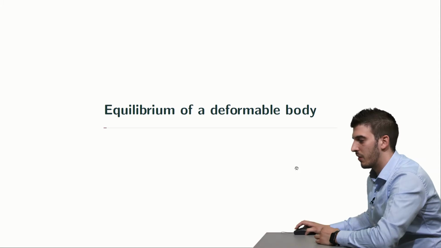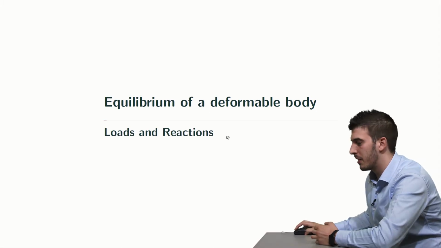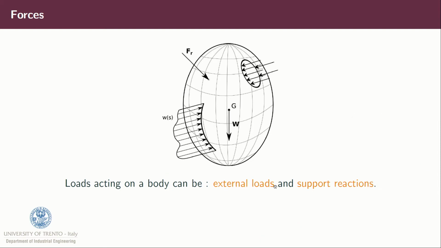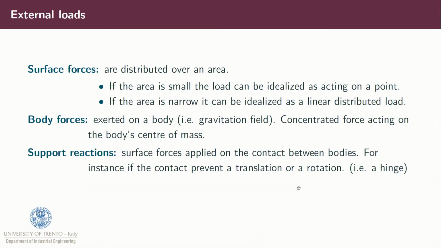So let's begin with the equilibrium of a deformable body, and in particular with loads and reactions. Loads acting on a body can be external or support reactions. For external loads, we have surface forces that are distributed over an area. If the area is small, then the force can be idealized as acting on a point. If the area is narrow, it can be idealized as a force distributed over a line.